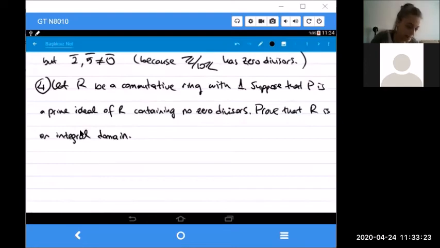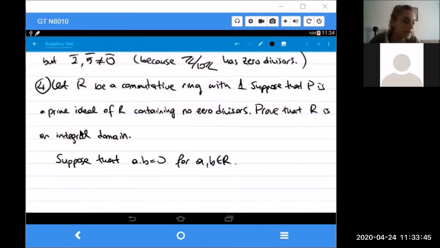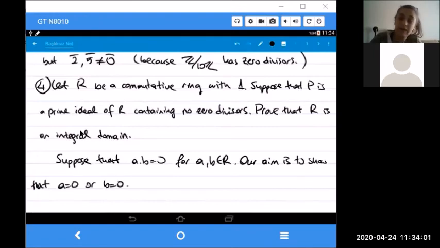Now, let us suppose that we only need to show that R contains no zero divisors. Okay? Now, suppose that A times B is equal to 0 for A, B in R. Now, at the end, our aim is to show that A is equal to 0 or B is equal to 0.